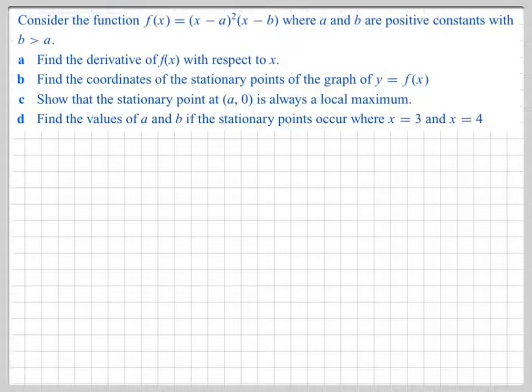Right, here we go. Now, we've got to show that the stationary point at A and 0 is a local maximum. Now, you might want to pause the video at this point and see whether you can do that. Because, let me ask you a question. How do you always show in methods that something is a local maximum or a minimum? How do you do that when you haven't got A's and B's, you've got numbers? You do what's called a gradient table. Now there's my hint. If you want to pause me now and see whether you can do it.